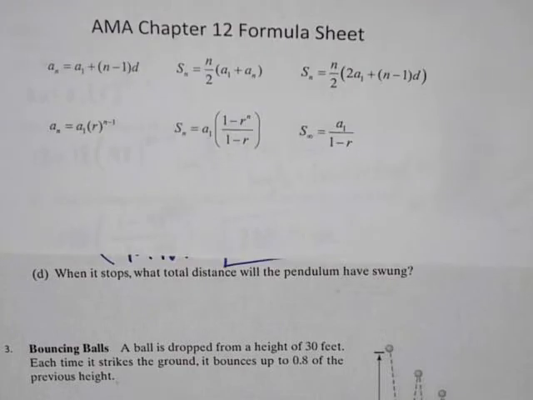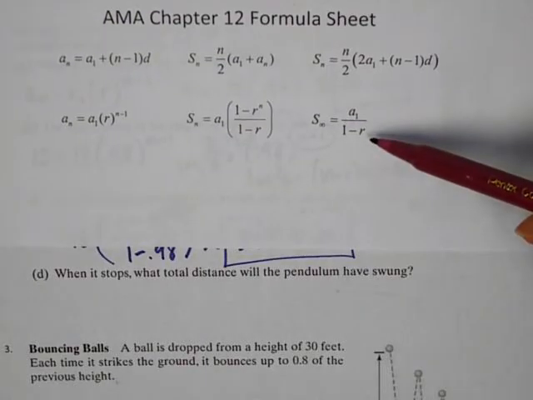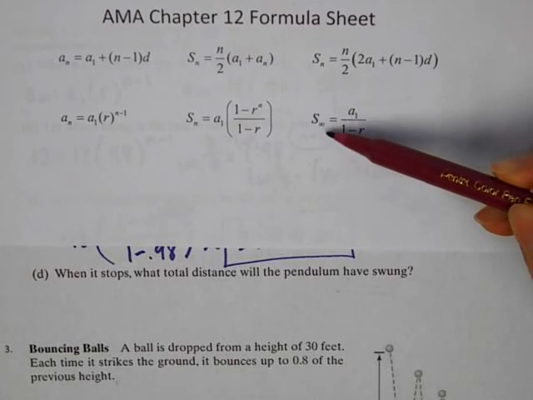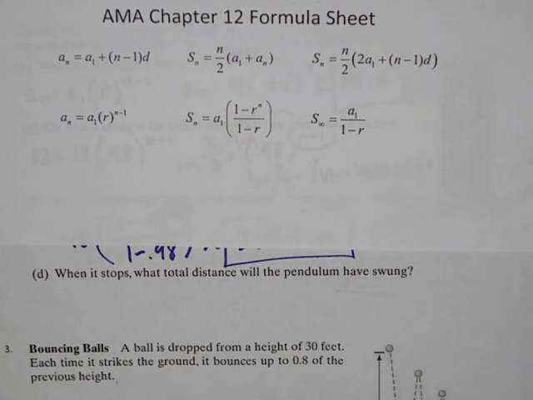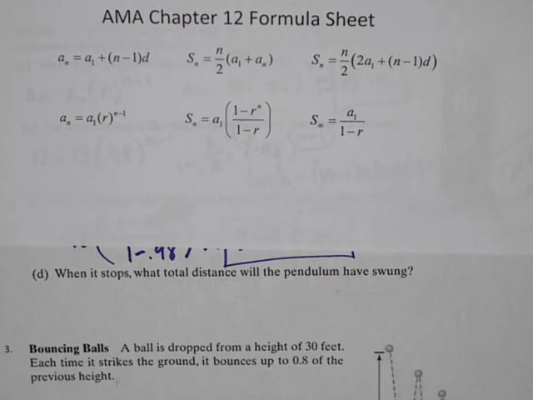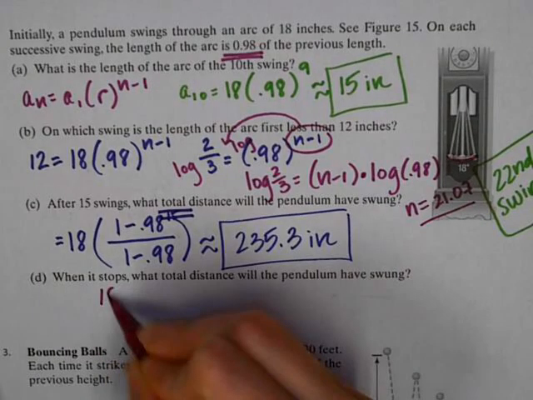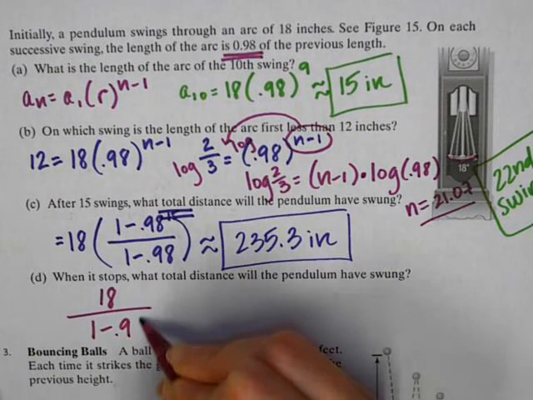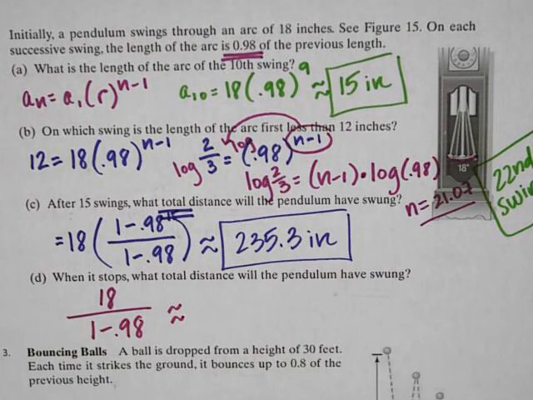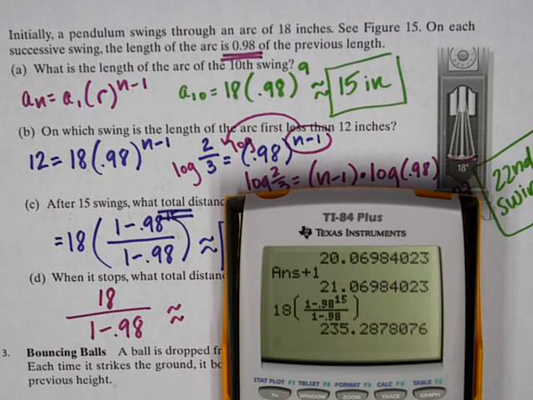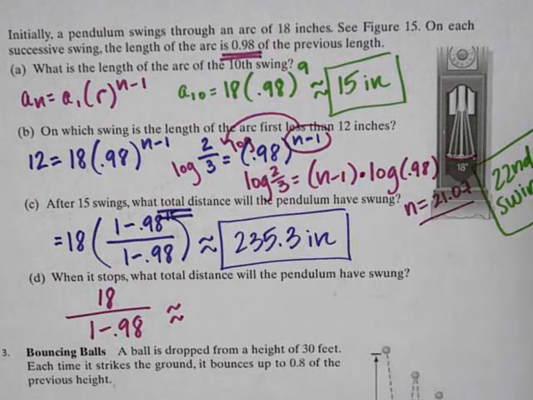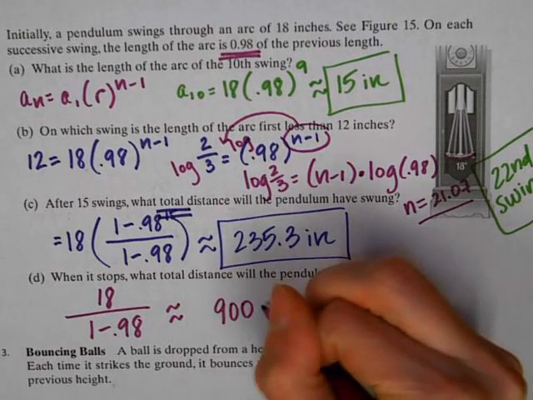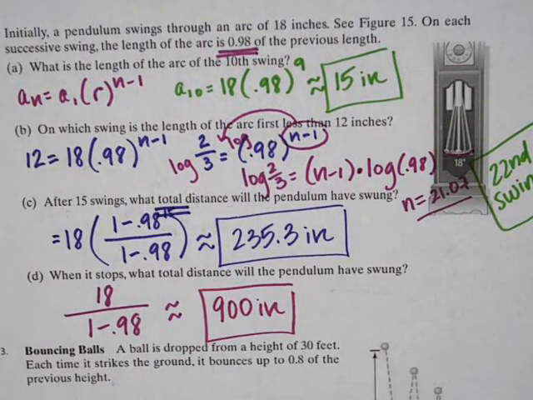So that's this new formula that was on the front of today's notes. The sum of an infinite geometric series is a1 over 1 minus r, because the idea is, as n approaches infinity, what is the limit of the finite series? Okay, so a sub 1 is 18 over 1 minus r. So 18 over 1 minus 0.98, you get 900. So 900 inches. Awesome.